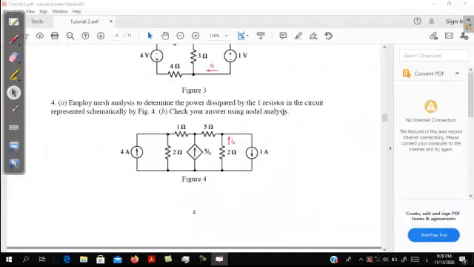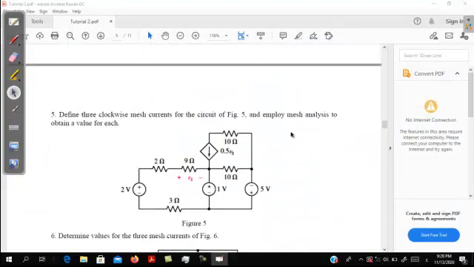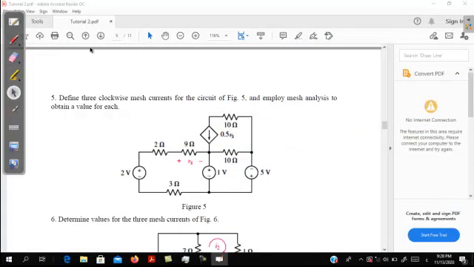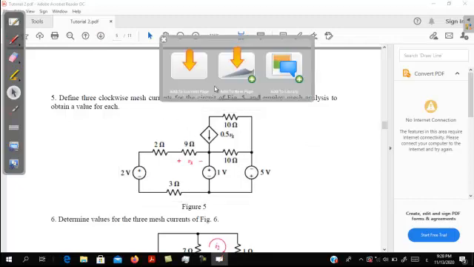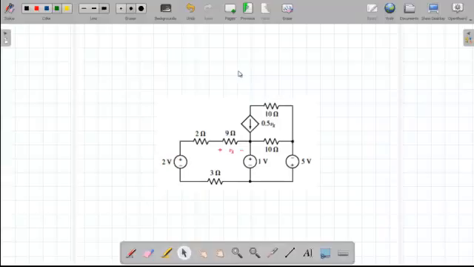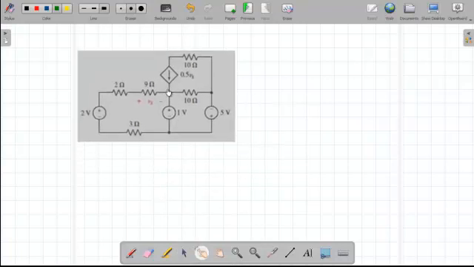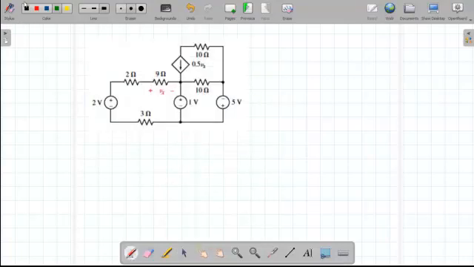We move to the next problem, number 5. In number 5, we have a mesh analysis, but in this case we need to find the 3 clockwise currents using mesh, and here we have a dependent source. We call our currents I1, I2 and I3.